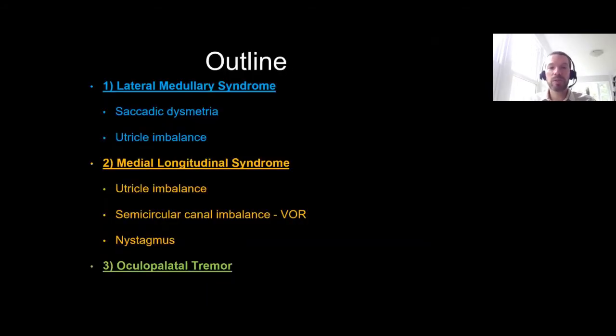So here's what I will talk about. The lateral medullary syndrome, the most common ocular motor features, including saccadic dysmetria, which I know we've seen and we've heard about. Utricle imbalance, again, got to talk about the skew. Medial longitudinal syndrome, I will not talk about INO. I will talk about utricle imbalance and the vestibulo-ocular reflex, as well as nystagmus. And I'm going to spend a couple slides on oculopalatal tremor as well.